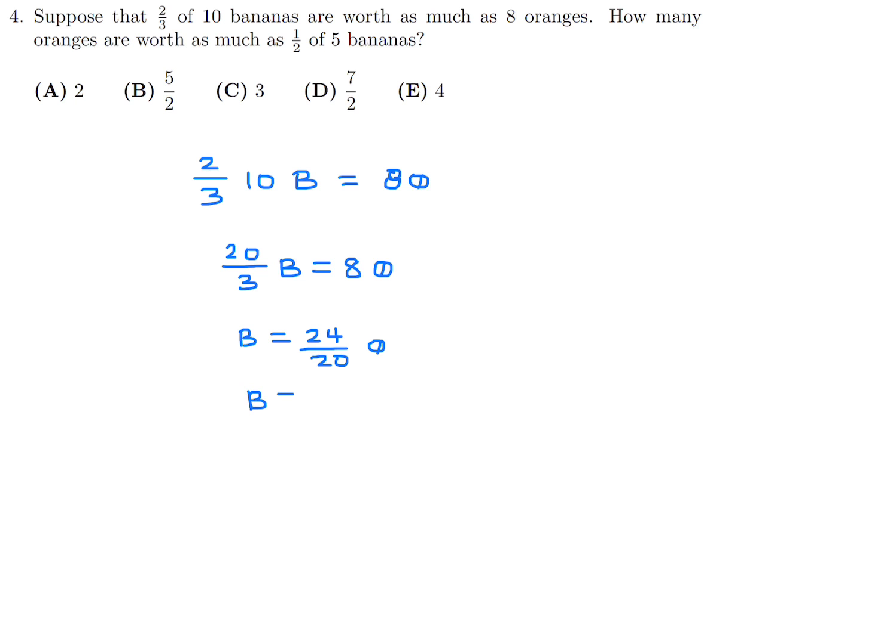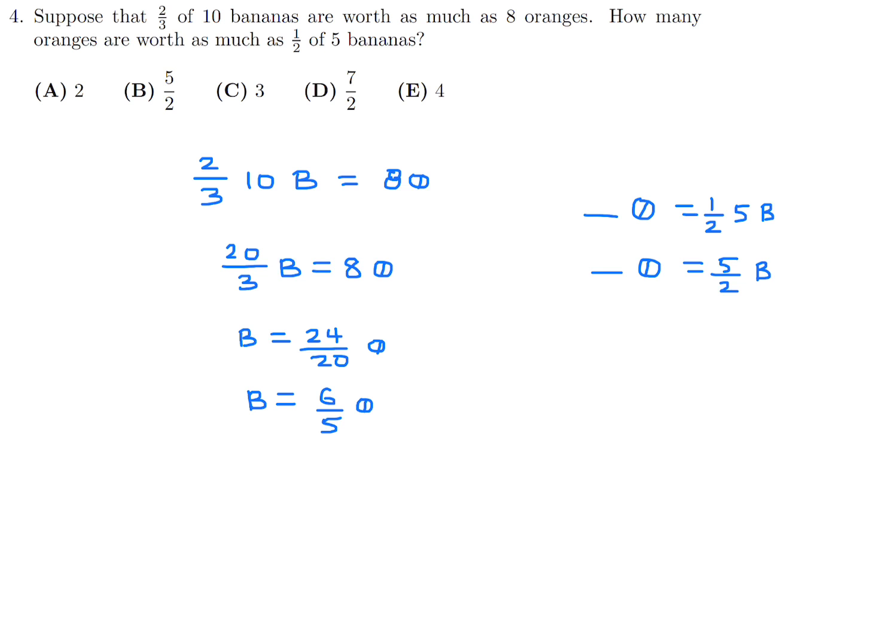And if you lower this to 6 over 5, that would be in lowest terms, like that. Okay, so they want how many oranges, so a certain number of oranges is equal to 1/2 of 5 bananas. Okay, so 5 over 2 b is equal to some number of O.